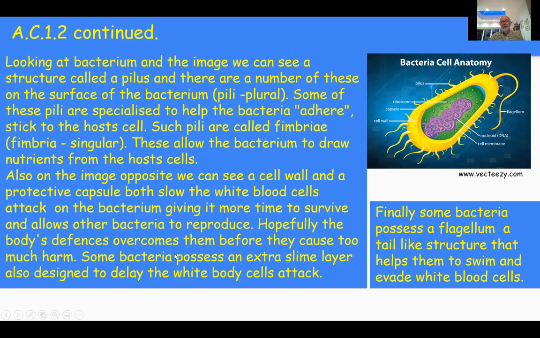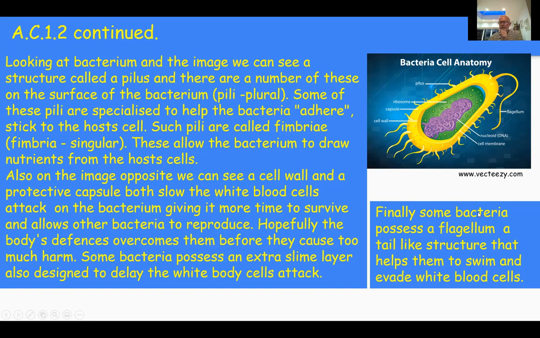But some bacteria also contain an extra slime layer, and that is also designed to delay the attack from our white blood cells, particularly phagocytes that try to engulf them. And finally, on our picture here, and remember this is what you should be doing, referring to your diagram. I've no problem in people using this because it's freely available on the internet, but you can find others, and I would encourage you to do that research.